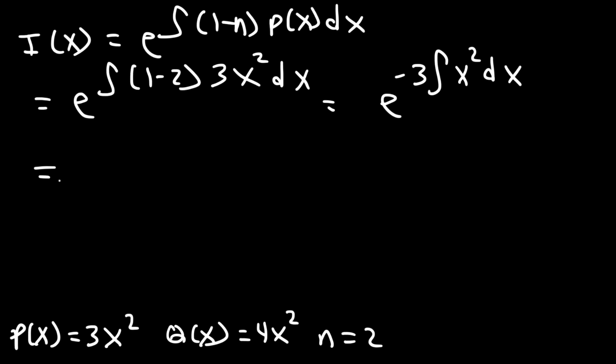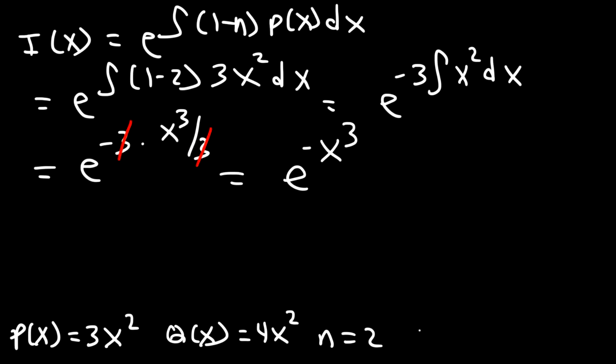Now the antiderivative of x squared is x cubed divided by 3. And so we could cancel the 3's. Negative 3 divided by 3 is negative 1. So we have e raised to the negative x cubed. So that's going to be the integrating factor.